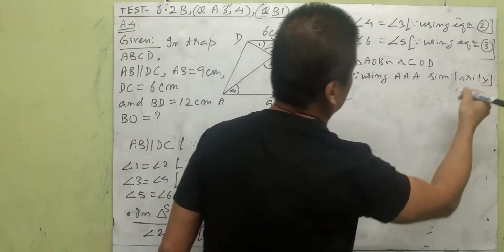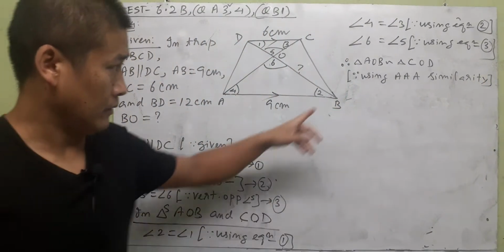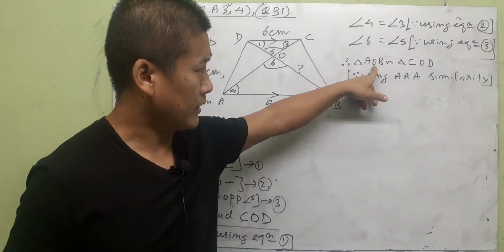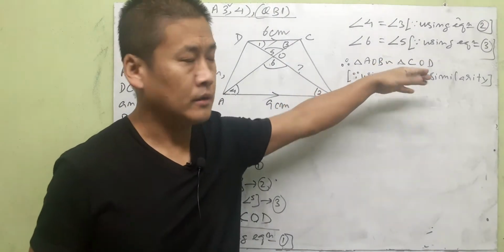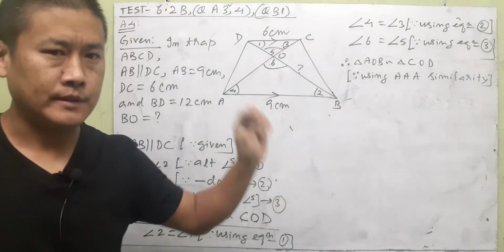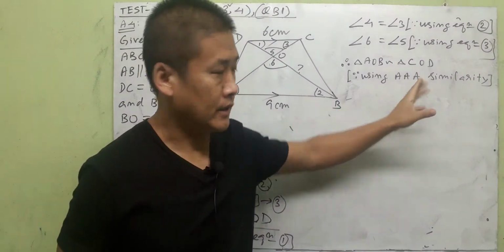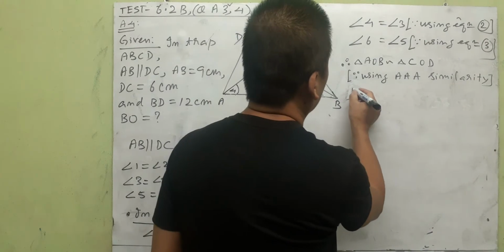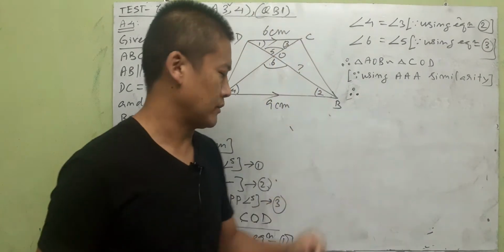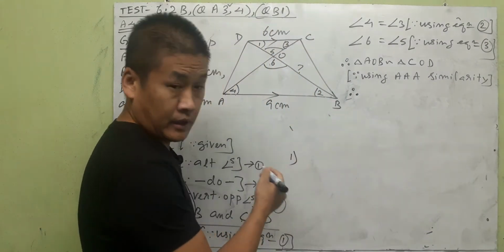Similarity condition, which says that if the three angles in the first triangle are equal to the three angles in the next triangle, those two triangles are similar. That is a statement of the triple A similarity. Triple A here means angle, three angles are equal. Now we know the properties of similar triangles; there are two properties I'm going to repeat today also.